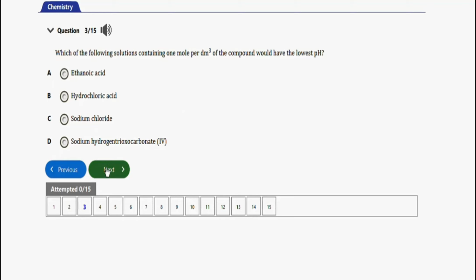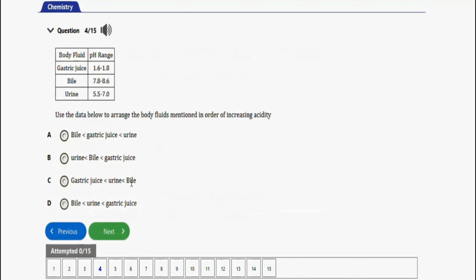Okay, so the next question will be this question. It says use the data below to arrange the body fluids mentioned in order of increasing acidity. The least acidic here is bile, followed by urine, then gastric juice. So the order you should go for will be bile is less than urine, urine is less than gastric juice. So that's the right option, option D.